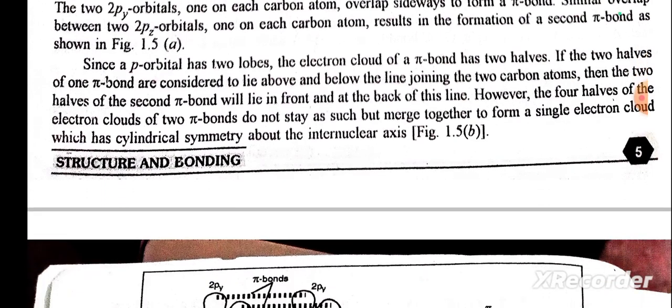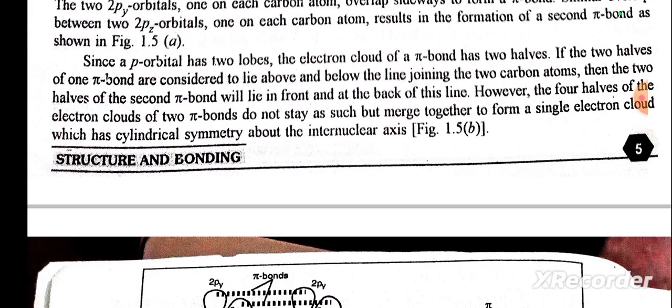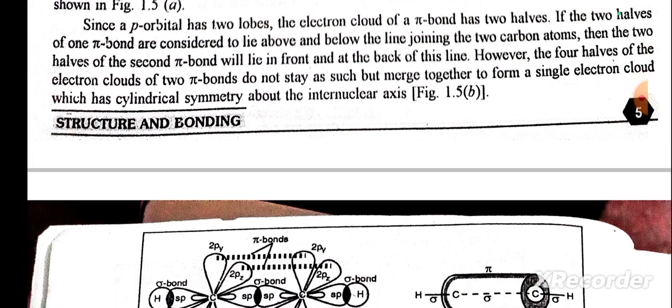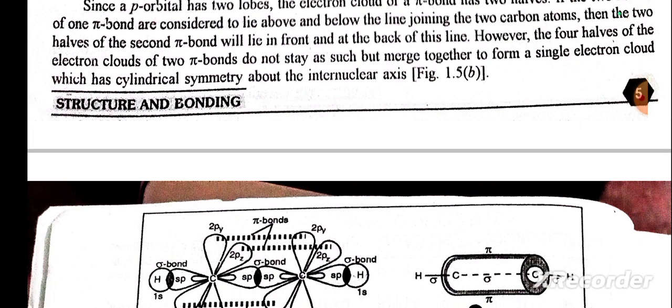Since the p orbital has two lobes, the pi bond has two halves. If the two halves of one pi bond are considered to lie above and below the line joining the two carbon atoms, then the two halves of the second pi bond will lie at the front and back of this line. However, the electron clouds of the two pi bonds do not stay as such but merge together to form a single cloud, and therefore there is cylindrical symmetry about the internuclear axis.